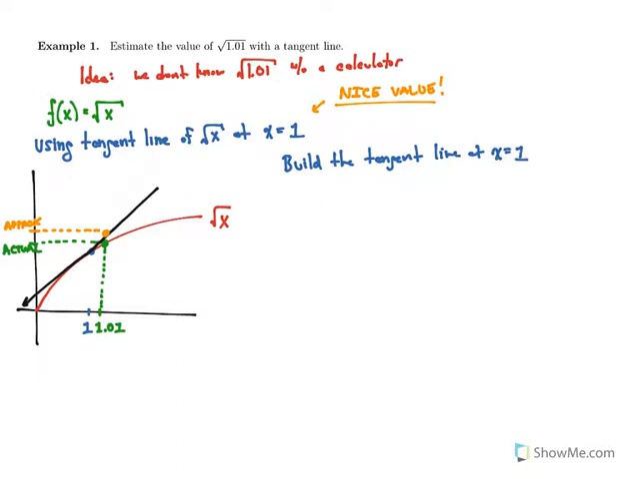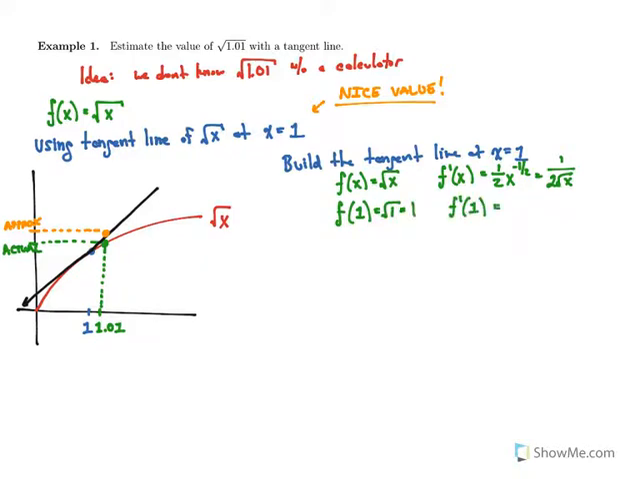So that means that we need the function f of x. We need the derivative, which is going to be 1/2 x to the negative 1/2 power. We can write that as 1 over 2 root x, same thing. What we're really looking for is not so much those functions, but the values, f of 1, which is square root of 1, and f prime of 1, 1 over 2 square root of 1, which is 1/2.